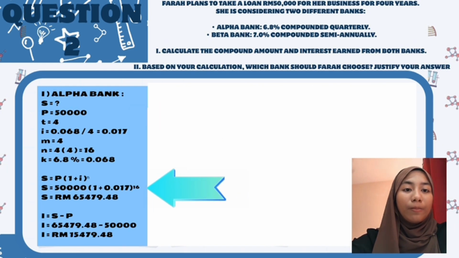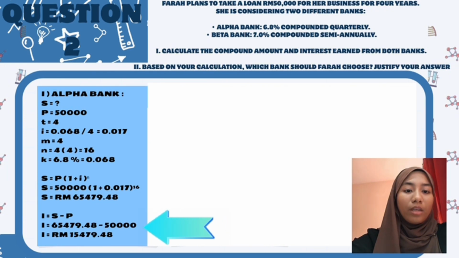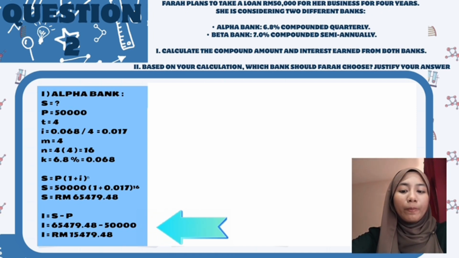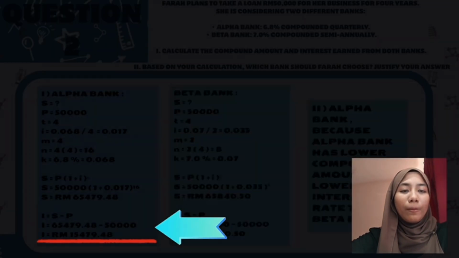To find the compound amount, we use the equation S equals P (1 plus I) in brackets to the power N. We put the information into the equation: 50,000 (1 plus 0.017) to the power 16, and the final answer is 65,479.48 Malaysian ringgit. For the interest earned, we use the equation I equals S minus P. So we get 65,479.48 minus 50,000, and the final answer is 15,479.48 Malaysian ringgit.